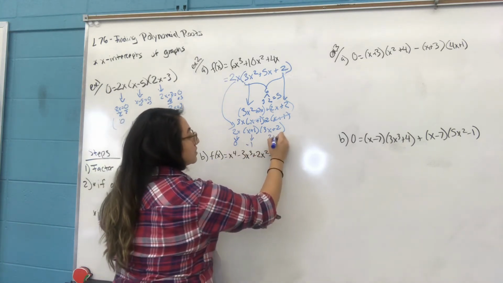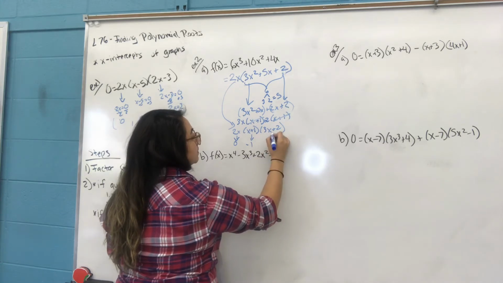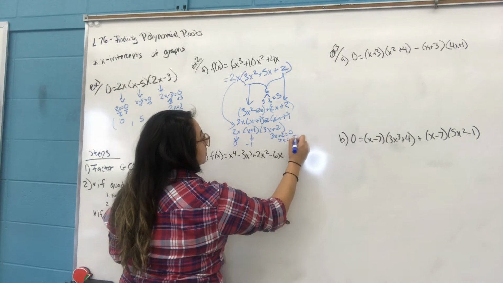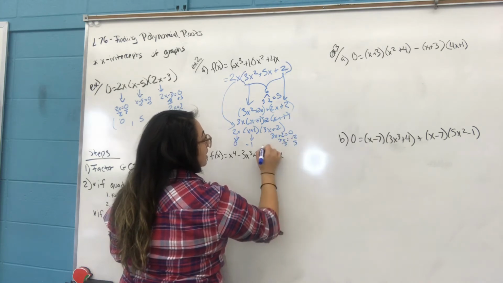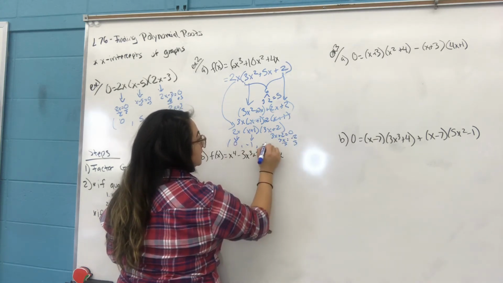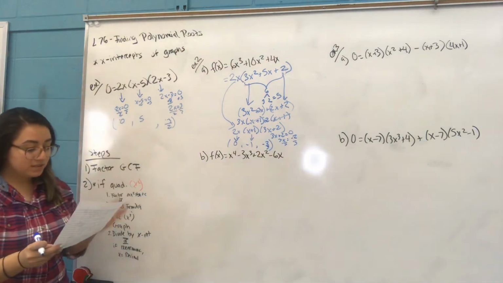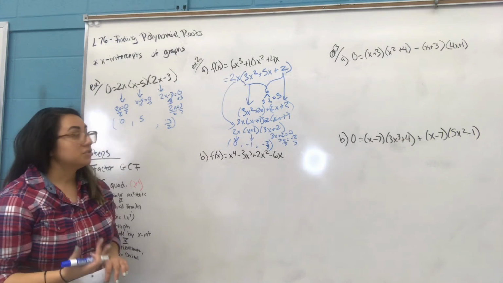And 3x plus 2 equals 0, I'm going to show this because it requires a little bit more work. You get 3x equals negative 2, divided by 3. And then your last root is negative 2 over 3. So those three numbers will be your answers for the roots.